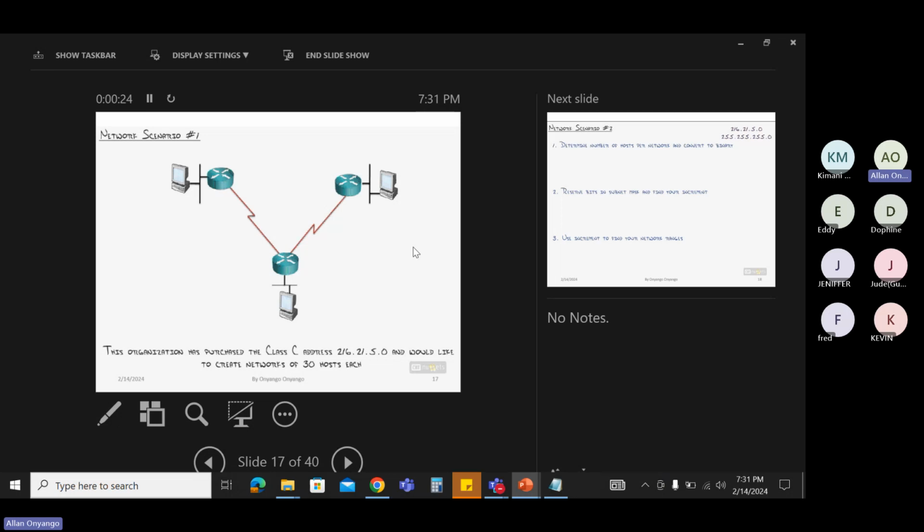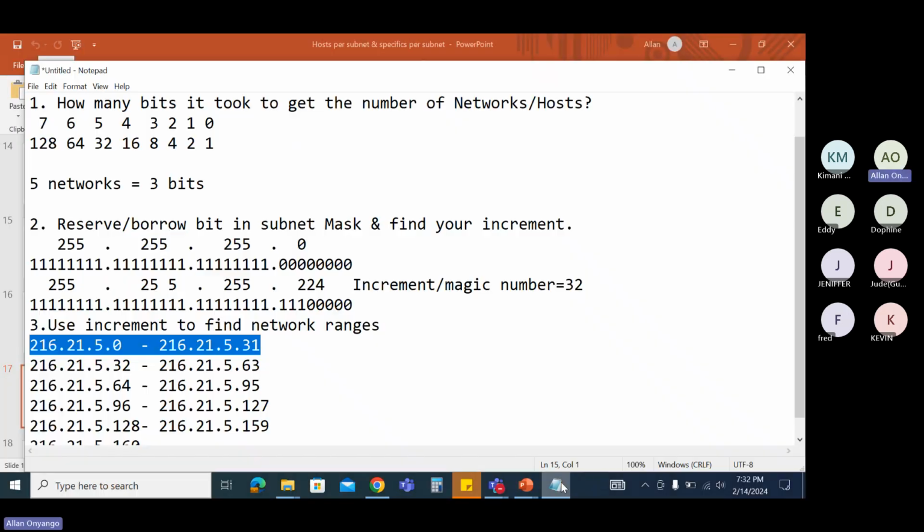This time around, we know we are not calculating networks. We are calculating hosts, even if the networks are five. But when you're given networks and hosts, forget about the networks, go for the hosts. So, yes, this time around, they are very specific. It is hosts. And so we'll modify what we did here just a little bit. Instead of five networks, we are now getting hosts, and it is 30, isn't it? Now, the formula remains the same.